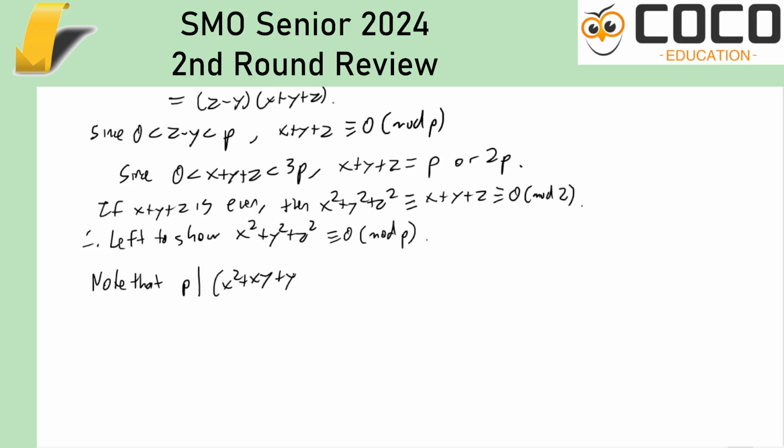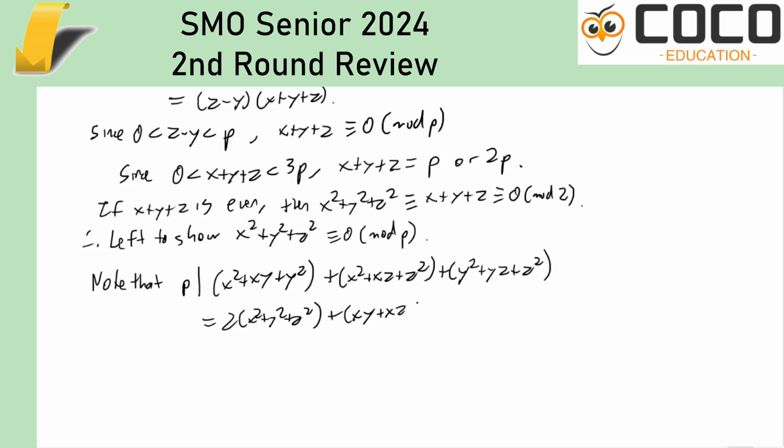The three things we had just now. I add everything this time because I want it to be symmetric. I want x squared, y squared, and z squared to all appear the same number of times. So they all appear 2 times. And of course, if they all appear 2 times, there's this extra xy plus xz plus yz that I want to get rid of.